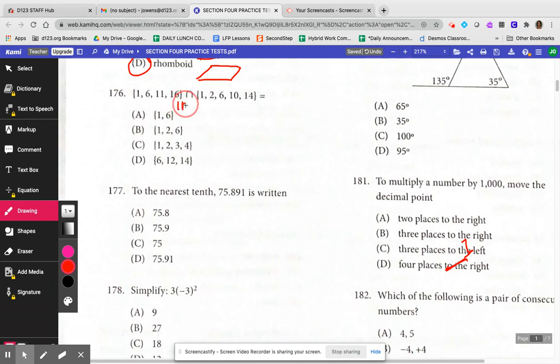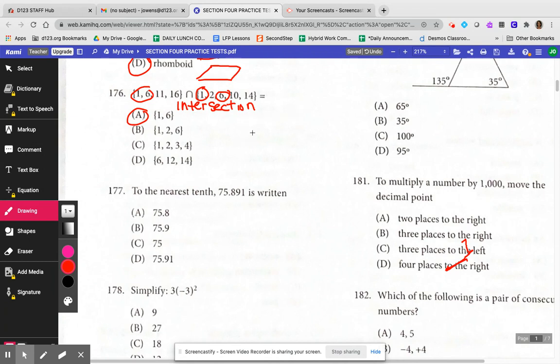For number 176, what you need to know about this symbol here is that it means intersection. So it's where these two sets, and I'm going to call these sets, these are a set of numbers within these brackets here. So what it's asking essentially is what elements these two sets have in common. So this has a 1 and a 6, and this has a 1 and a 6. So your answer is A. It's asking which numbers or elements they have in common.